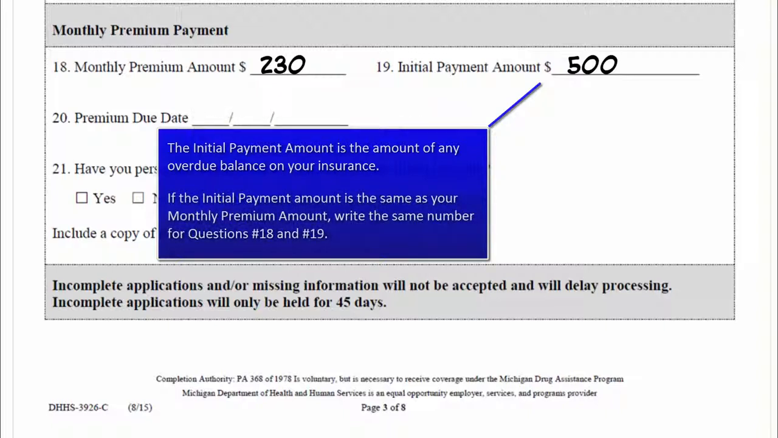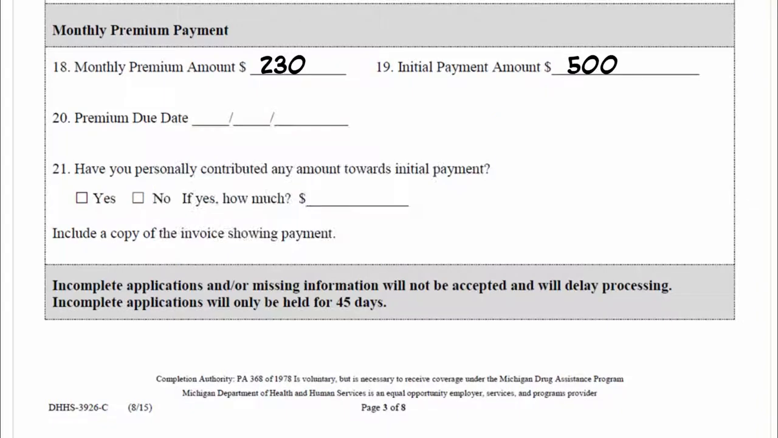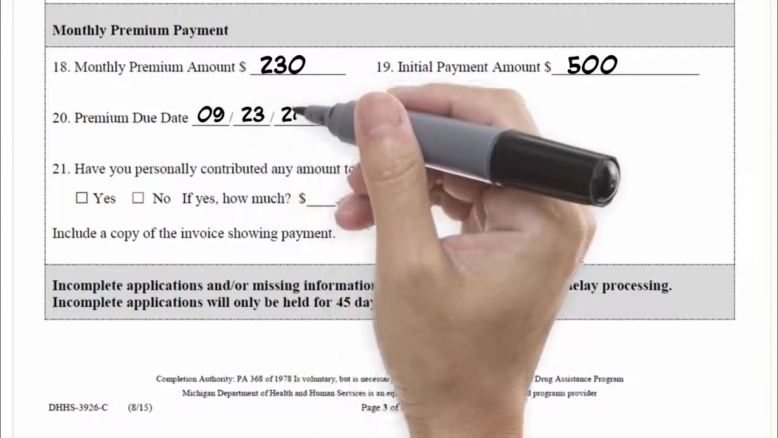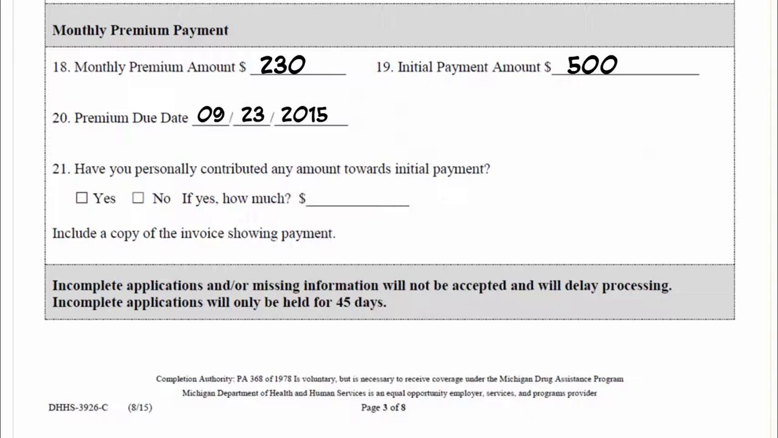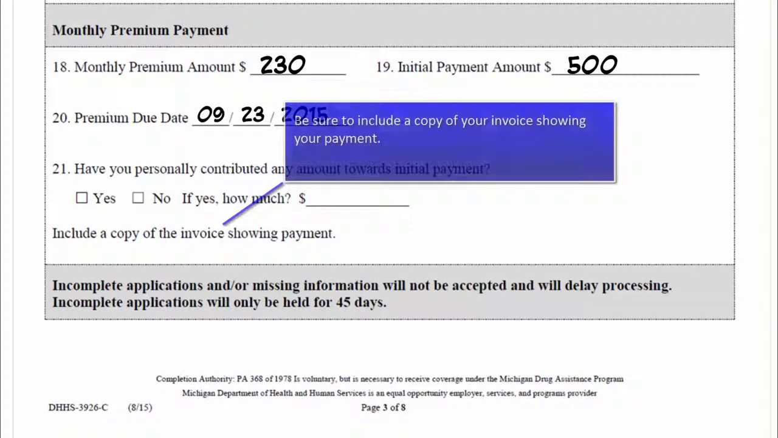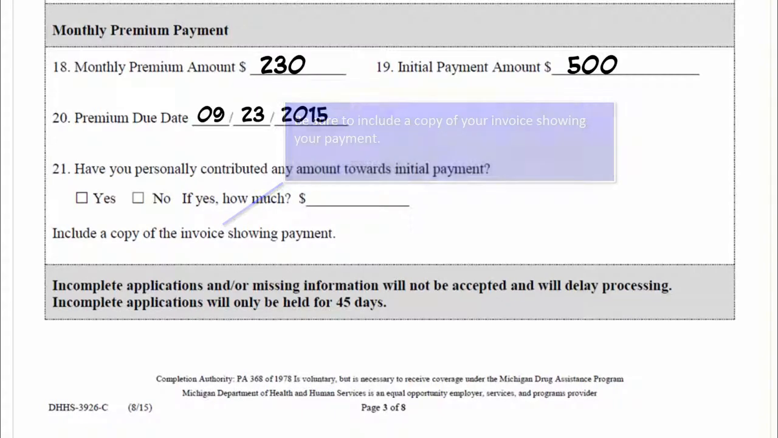However, if the initial payment amount is the same as the monthly premium amount, you will write in the same amount for both question 18 and question 19. Write your premium due date for question 20. For question 21, mark the box that shows whether you have paid any amount toward the initial payment. If you have, write in that amount in the space provided. You will also need to include a copy of the invoice that shows your payment when you submit your premium assistance application.